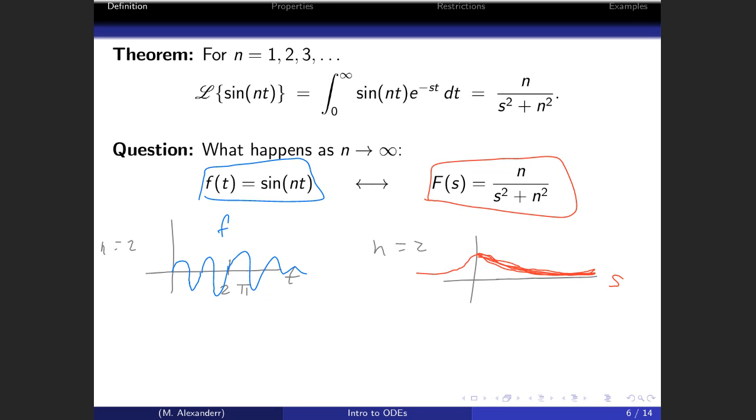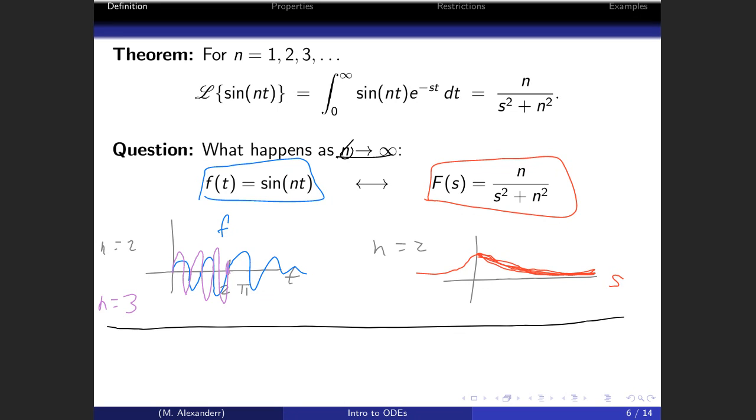So now the question is, what happens as the n gets bigger? Let me try to draw this on top of the picture that I already have. Suppose that you have n is equal to 3 now. What that means is that on the interval between 0 and 2 pi, you now have 3 copies of sine. So 1, 2, 3 copies of sine on the interval 0 to 2 pi, and then the pattern continues on. So you have more waves in the f function. That's the function in purple.